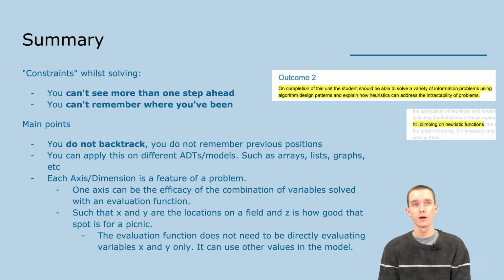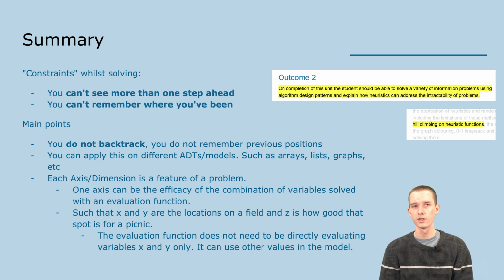To summarize, the constraints while you're solving is that you can't see more than one step ahead and you can't remember where you've been. So that ties into the main point that you can't backtrack and you don't remember the previous positions. You can see that as a limitation. And you can apply this on different ADTs or models, such as arrays, lists, or graphs. And each axis or dimension is a feature in your problem.